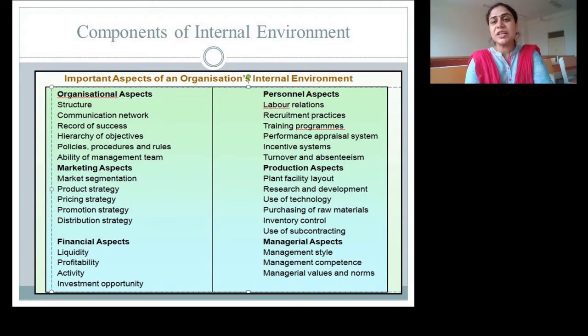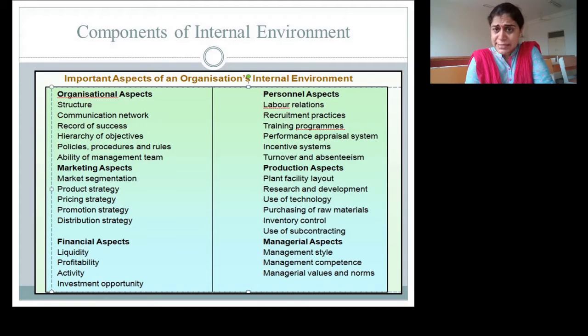Then we come to the HR aspect that we call the personnel aspects. What are the labor relations mandates? What are the recruitment practices followed by the company? How far are the training programs successful in meeting the deficiencies of the employees and training the employees to meet the challenges coming up? What is the performance appraisal system, how have they designed the performance appraisal system, what is the turnover and the absenteeism rate?